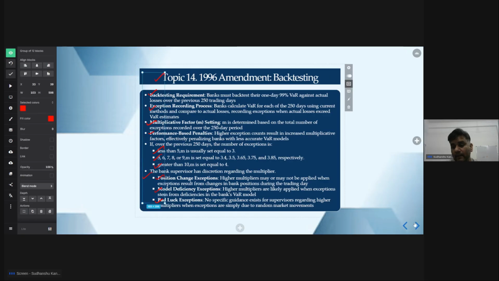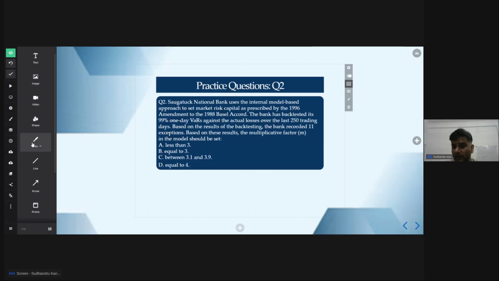Okay, moving on, guys. Next is your practice question. Saugatuck National Bank uses the internal model-based approach to set its market risk capital as prescribed by the 1996 amendment to the 1988 Basel Accord. The bank has backtested 99% one-day VaRs against the actual losses over the last 250 trading days. Based on the result of the backtesting, the bank recorded 11 exceptions, which is more than 10, right? Based on this result, the multiplicative factor in the model should be set to what, right? See, exceptions greater than 10, m is equal to 4, right? So correct answer here is 4. So keep that in mind.